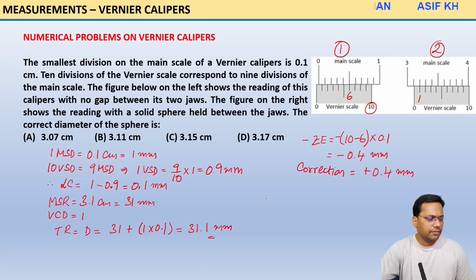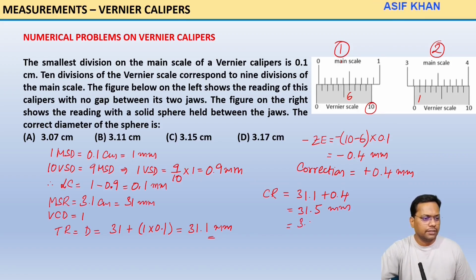Now we find out the corrected reading, say it is CR, that is corrected reading, is equal to 31.1 plus 0.4, that is equal to 31.5 millimeters. Now in centimeters, that is divided by 10, 31.5 divided by 10, that is 3.15 centimeter. So from the given options, the C is the correct option.